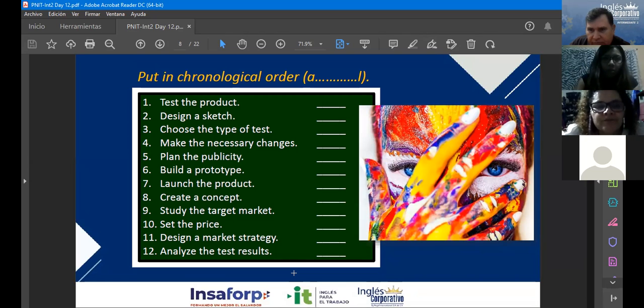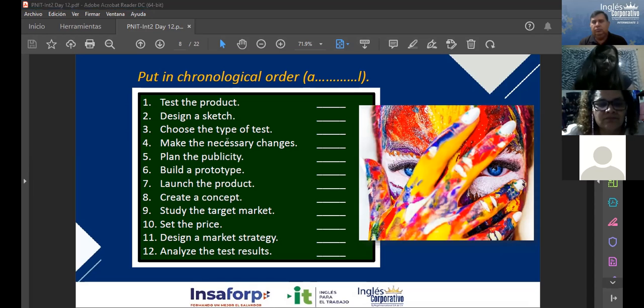Put in chronological order. Okay. It's a product, design a sketch, choose the type of test, make the necessary change, plan the publicity, build a prototype, launch the product, create a concept, study target market, set the price, design a market strategy, analyze the test result. Maybe the first concept? One is create a concept. Uh-huh. Number 8.